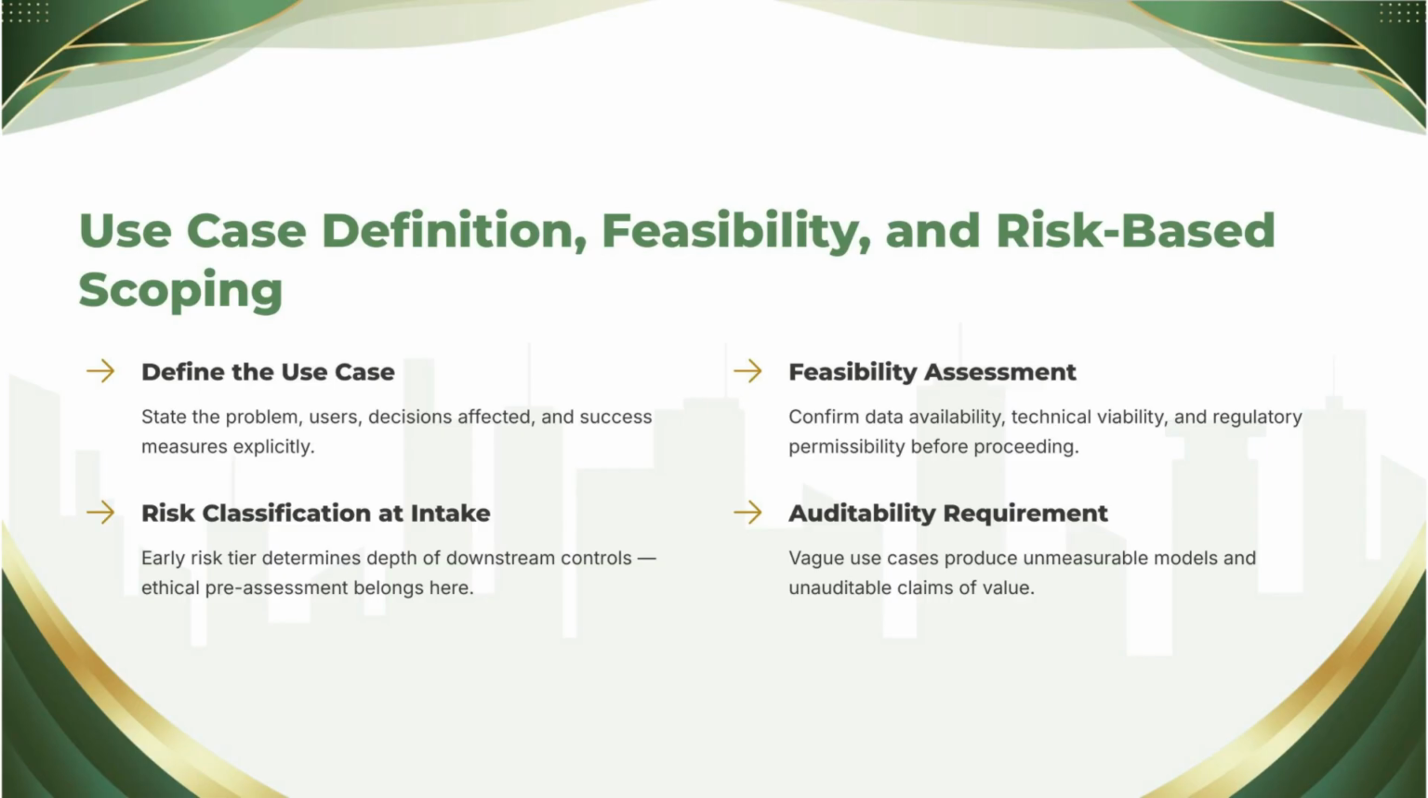Use case definition first. A proper definition answers plainly: what decision or task will the AI perform, for whom, replacing or assisting what current process, and what does success measurably look like. Notice what's missing from that list: any mention of technology. A use case defined as implement a large language model isn't a use case, it's a shopping impulse.